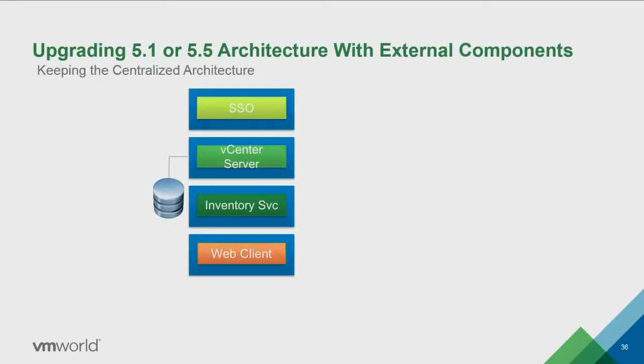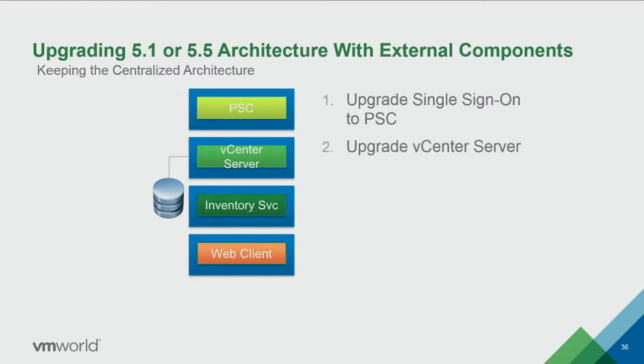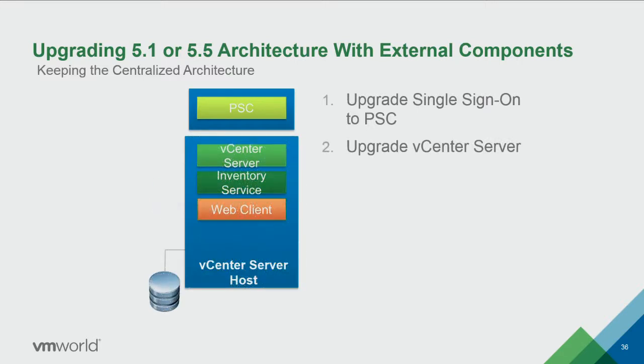In 5.1 and 5.5, you had the ability to deploy all your components externally, and I put some examples here, but you could have had a lot more. And in this case, again, we're moving to a more prescriptive way of deploying and upgrading your vCenter servers. So what would happen here is you would upgrade your SSO first to a PSC, and then you would upgrade your vCenter server. And during upgrade, what we would do is coalesce the existing systems that are deployed in various different machines and bring them all back into the vCenter server, and you would end up with a system like this.